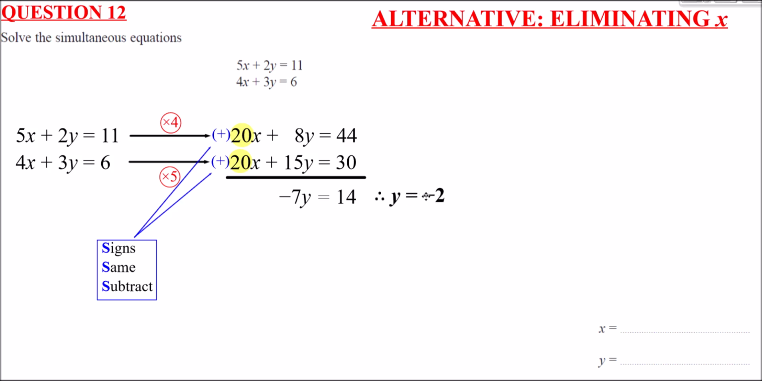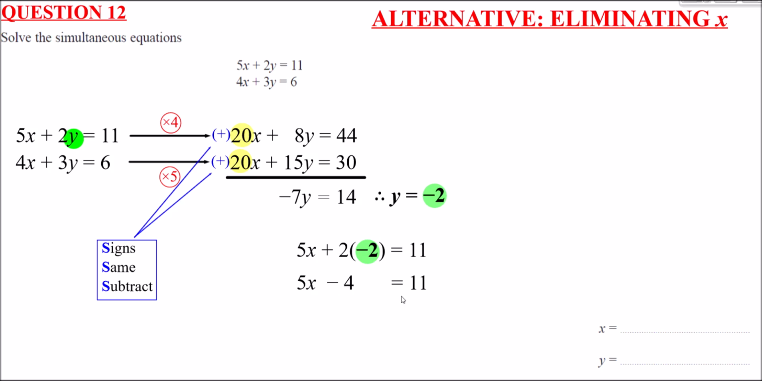Now I know that y is minus 2, I can then plug this value of y back into one of these initial equations. So if I go for the top equation, 5x plus 2y equals 11 would then become 5x plus 2 lots of minus 2 equals 11, because y is minus 2. 2 lots of minus 2 becomes minus 4, so I can replace 2 times minus 2 with minus 4. Plus minus 4 overall is a minus 4. So 5x minus 4 equals 11.